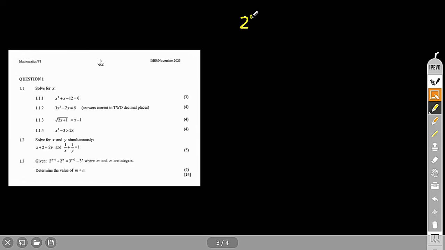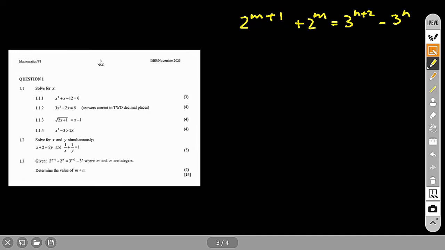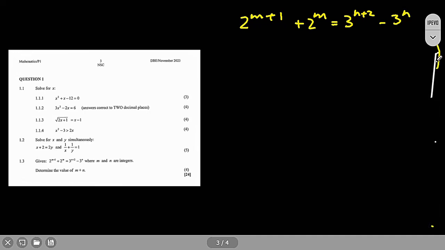It's 2 raised to m plus 1, plus 2 raised to m, is equals to 3 raised to n plus 2, minus 3 raised to n. You have to know your laws of exponents. You have to know the laws of exponents, guys. So first break them here.